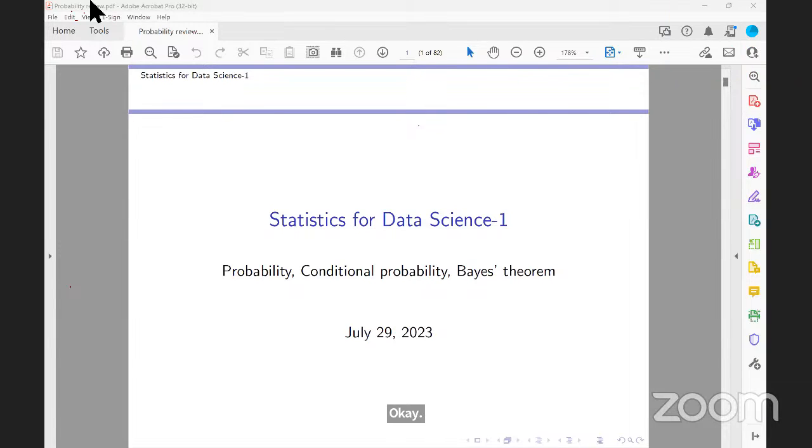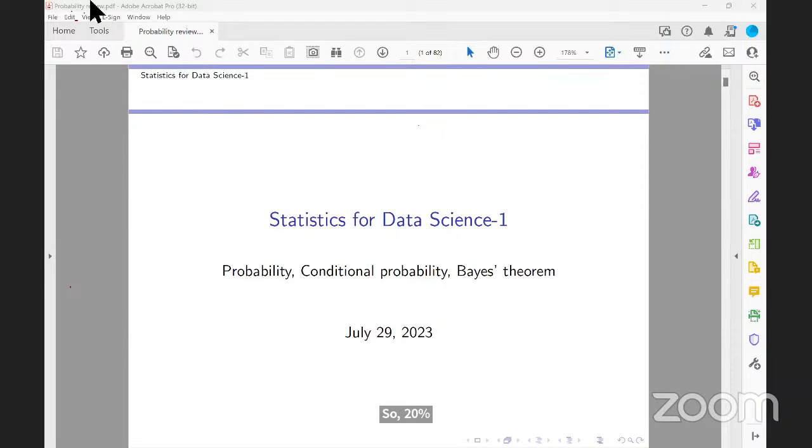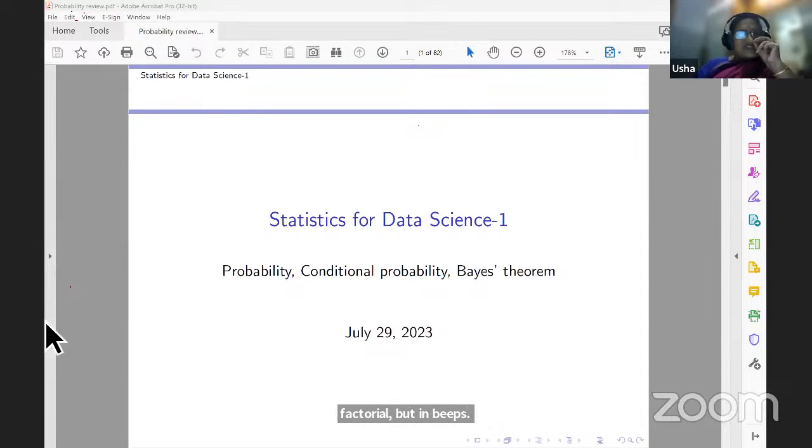Ma'am, but white beads are also of the same type. So why do we need to consider 5 factorial? We did 6 factorial by 5 factorial. That is what we did. But why, ma'am? But white beads are of the same type. Yeah, that's why if I go back to this, let me show you, you apply this formula. One second. Just give me a minute.